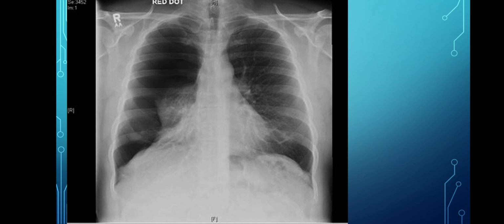Now this is a skiagram of chest taken in PA view with a normal exposure. No rotation is there. The clavicle is normal and the rib cages are normal. The costophrenic angle on the left side is present, but the costophrenic angle on the right side is obliterated. No costophrenic angle is there, and the cardiophrenic angle on the right side is not there.